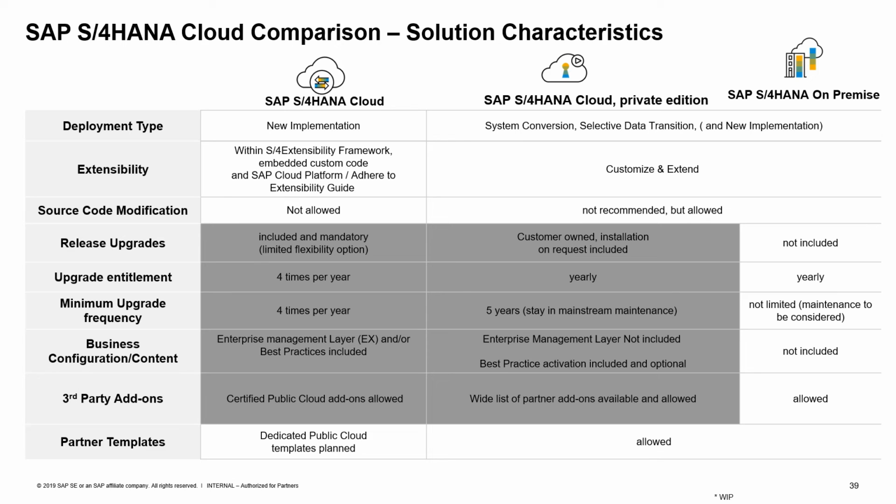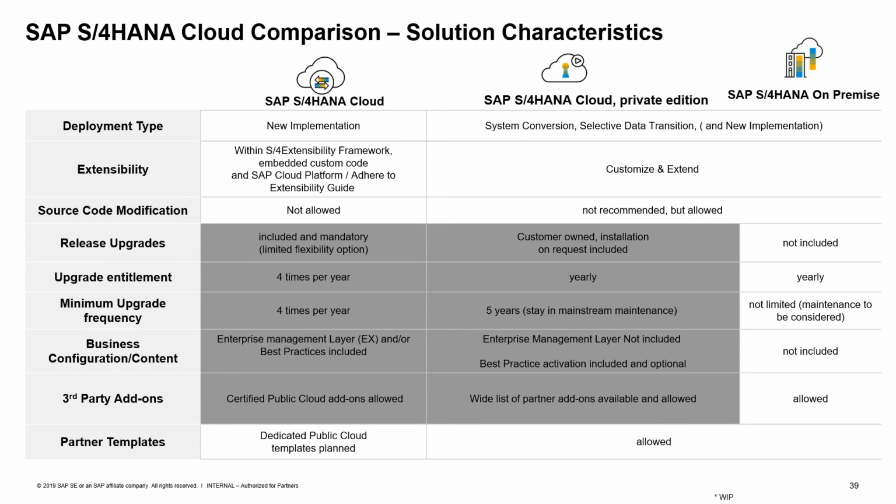For Private Edition, it's customer-owned installation, and on request is included. So the release upgrades are all included, but it's completely up to the customer to let SAP know when they want to take an upgrade. So there is communication that is required. If you are a Partner Edge sell partner and you're selling an indirect deal, you need to let us know when you want to upgrade your customer.